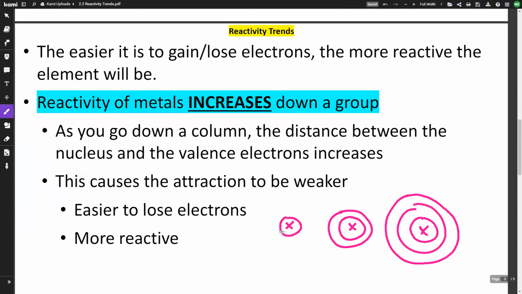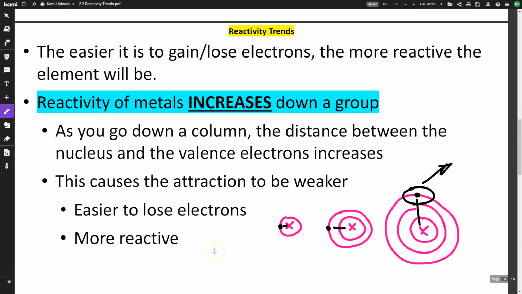Now, the most important thing that you need to realize is that the valence electrons, or the electrons in the outer shell, get further and further away as you go down that group. That means the valence electrons are weakly attracted to the nucleus, so the attraction gets weaker as you go further and further away. As those electrons get further away, it's easier to remove them and transfer them from one atom to the other. That's where a reaction happens.